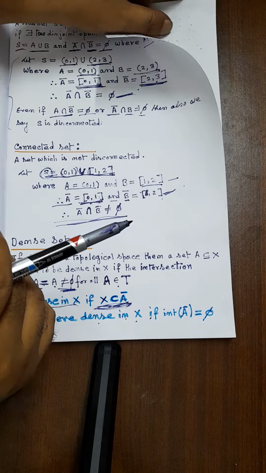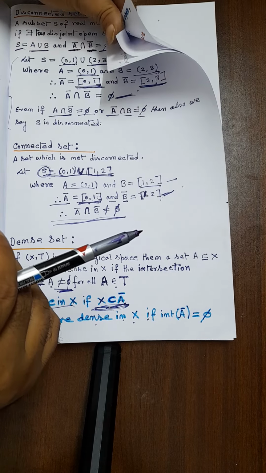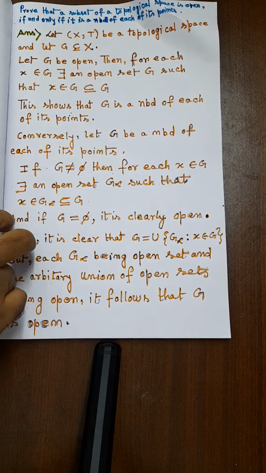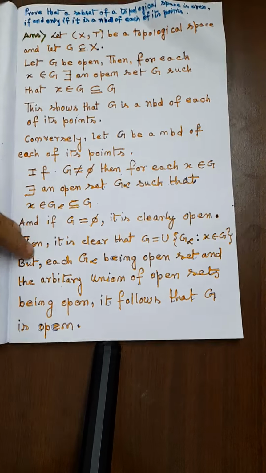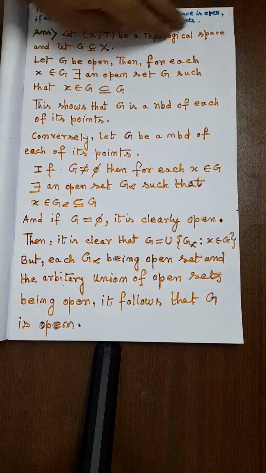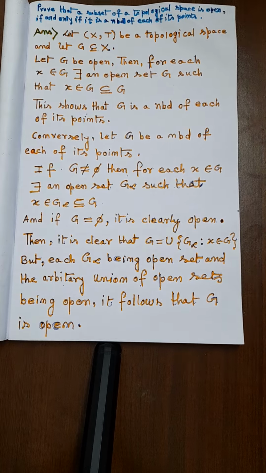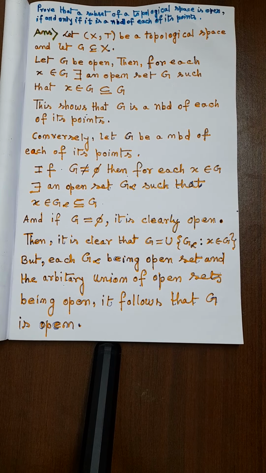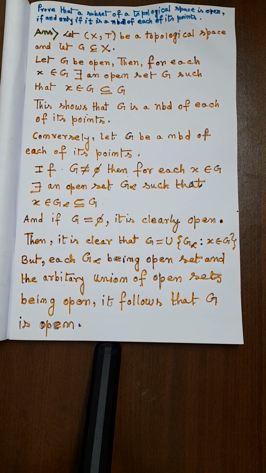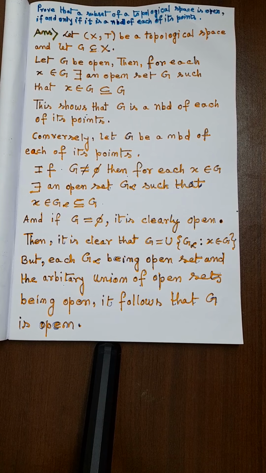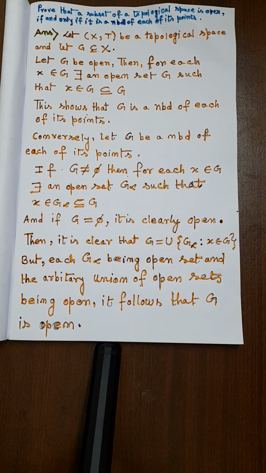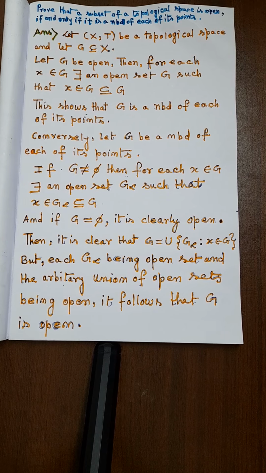Let me give you a question and answer which often comes in university examinations. Okay, so what is the question? Prove that a subset of a topological space is open if and only if it is a neighborhood of each of its points. Okay, this is the question.